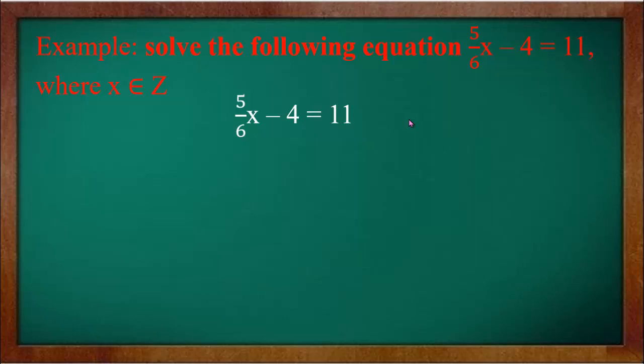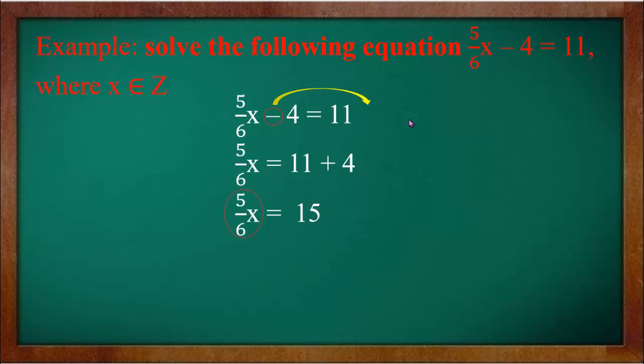Exactly, we should move first minus 4, moving it to the other side with the inverse of subtraction, which is addition. 5 over 6 x is equal to 11 plus 4. 5 over 6 x is equal to 15. Am I done now?